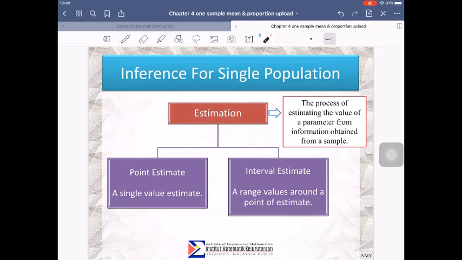In inference for a single population, we're going to estimate our population based on the information that we get from the sample that we collect. We're going to have two types of estimation. First one, a point estimate, and the second one, an interval estimate. A point estimate is a single value. For an interval estimate, we have a range of values from a lower limit until an upper limit.